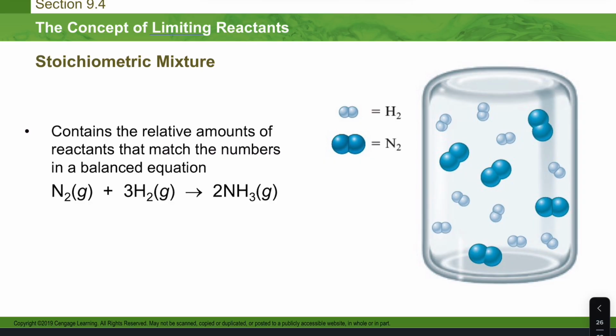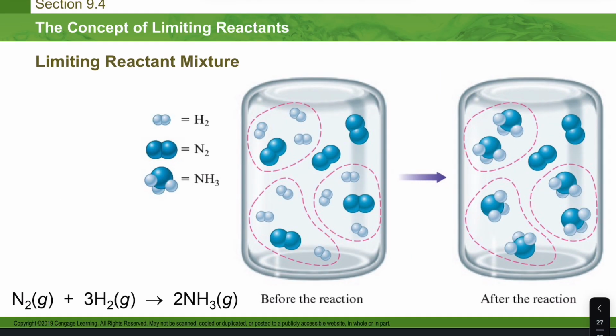So, if we're looking at a container that contains a stoichiometric mixture, meaning there are whole moles of one thing to another, at a certain point, the reaction is going to run out after the reagents have reacted enough. This is then going to limit the amount of the reaction that can proceed.